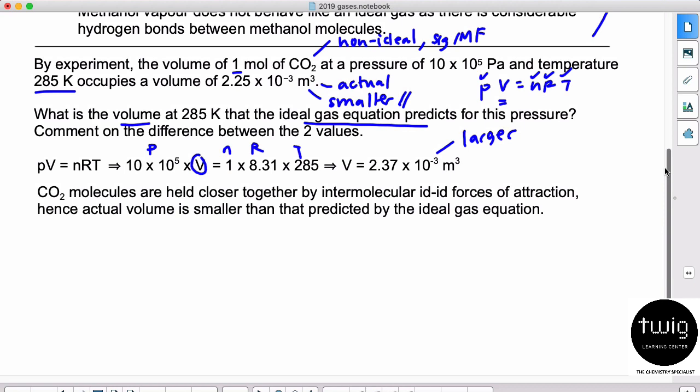Okay, so you even have to explain why smaller, right? Why smaller? Because of the significant intermolecular forces pulling the molecules closer, the volume will be smaller. So the actual volume turns out to be smaller. This type of question is quite popular. Trust me, you might see it in your school paper. They ask you to compare the differences, why one is big and one is small. So that's one of the main reasons.